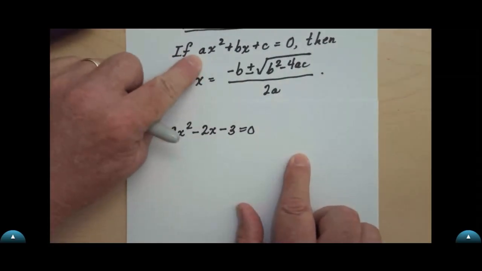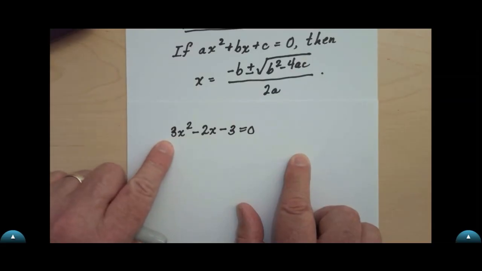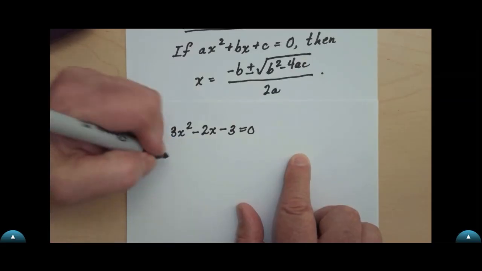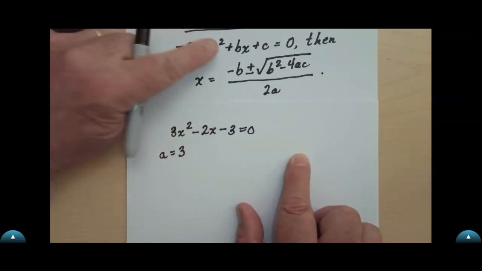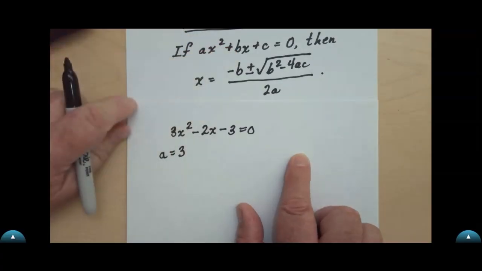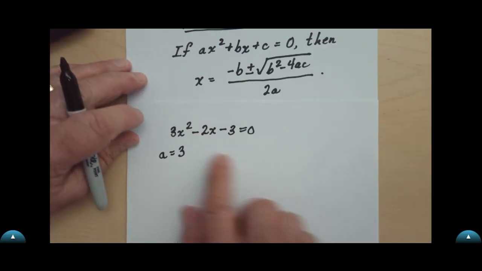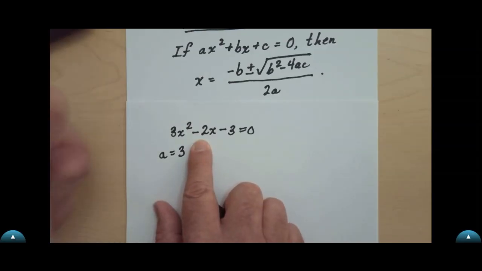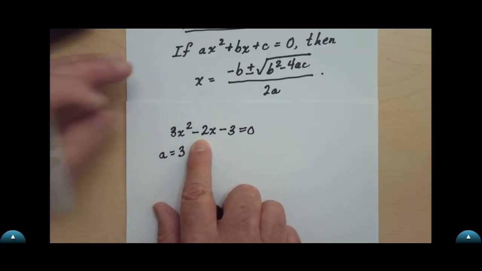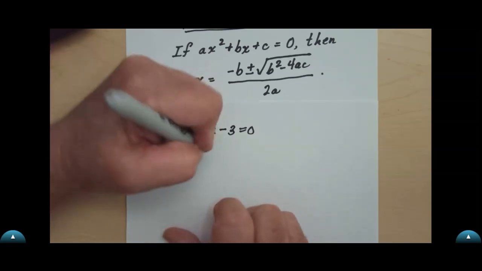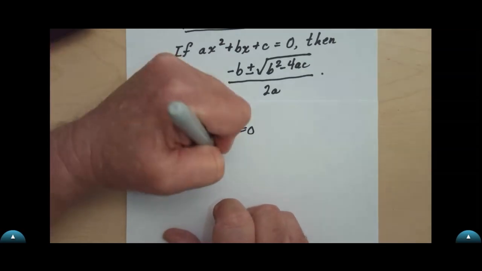Notice ax squared. A is the number that's multiplied times x squared. So our value of a is 3. B is just whatever number gets multiplied times x. Well, notice here that number is not 2, but negative 2, right? If that had been plus 2x, then B would be 2, but it's minus 2x. So our value of B is negative 2.